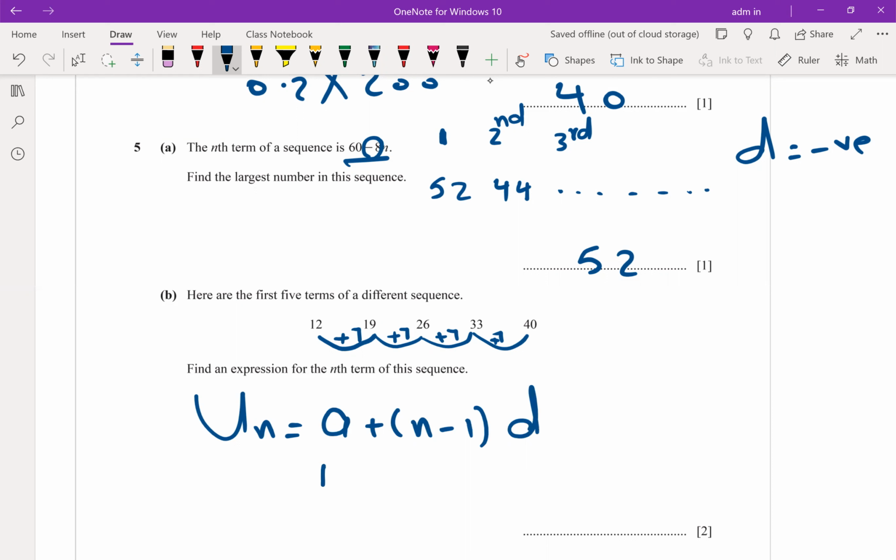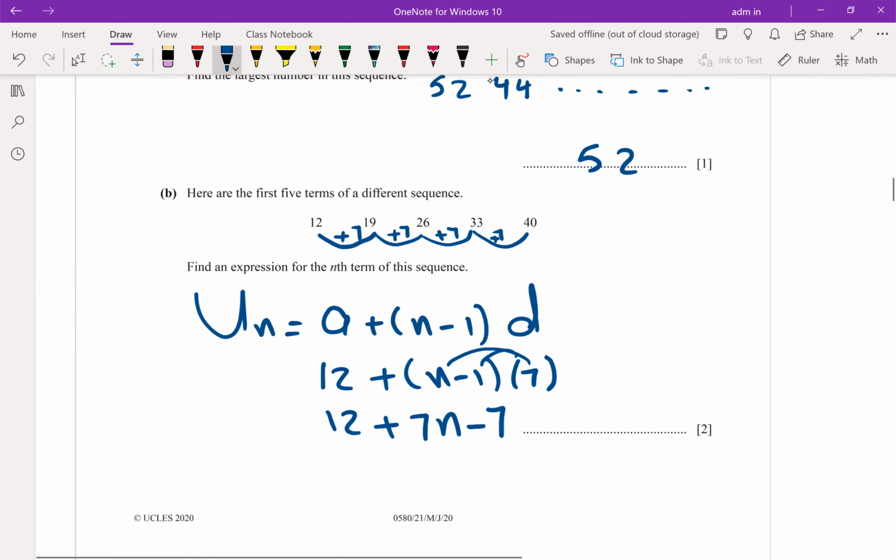A is 12 plus (n minus 1), and the common difference is 7. Expand and simplify. 7 times n is 7n. 7 times 1 is 7. So the final answer is 7n, and 12 minus 7 is 5. 7n plus 5. Clear? If you substitute n by 1, you will get 12. If you substitute n with 2, you will get 19. Substitute n with 3, you will get 26.